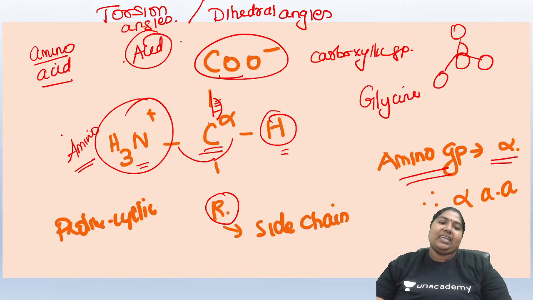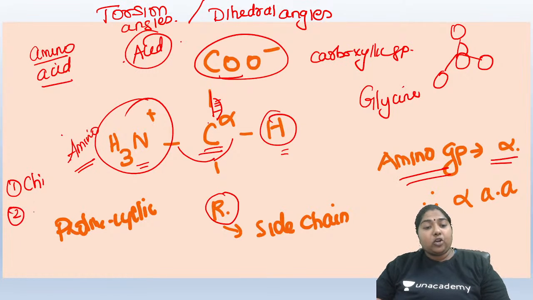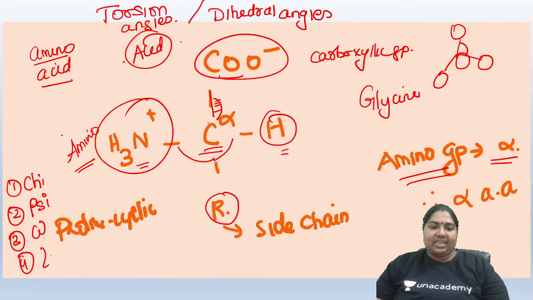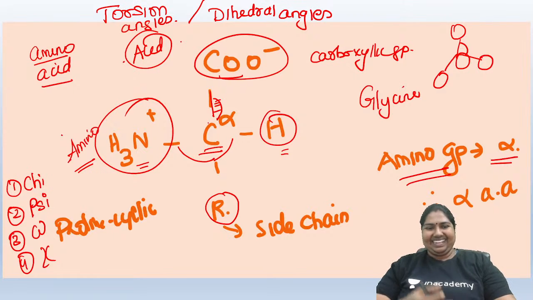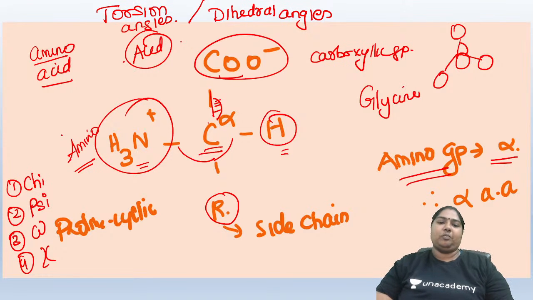Yes, absolutely. So what are they? Number 1, it is called the chi angle. Number 2, it is called the psi angle. Number 3, it is called omega. Number 4, it is going to be the chi angle. Okay, fine. So these are the different angles: psi, omega, and then chi. So these are the 4 angles that are present.